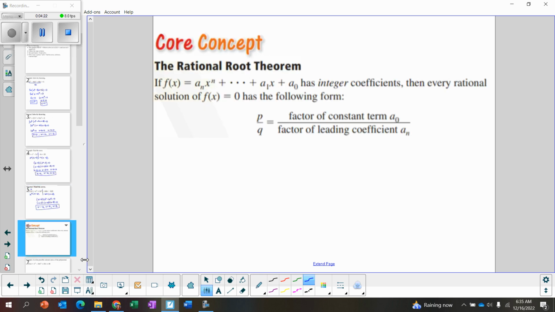The rational root theorem says that if we have a polynomial and it has integer coefficients, right, no decimals, no fractions, then every rational solution of f of x equals 0 has the following form. It's going to be p over q, where p is a factor of the constant term, and q is a factor of the leading coefficient. So for all of our polynomials, if it's going to have a rational solution, it's only going to be able to come from a list where it's a factor of the constant over a factor of the leading coefficient.